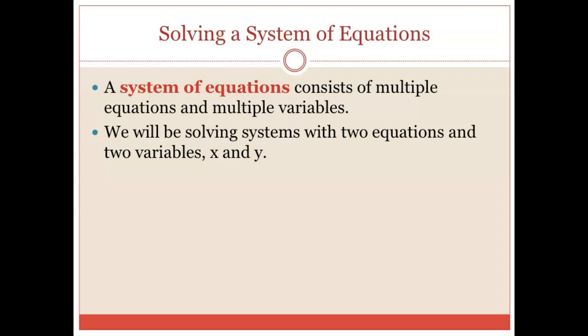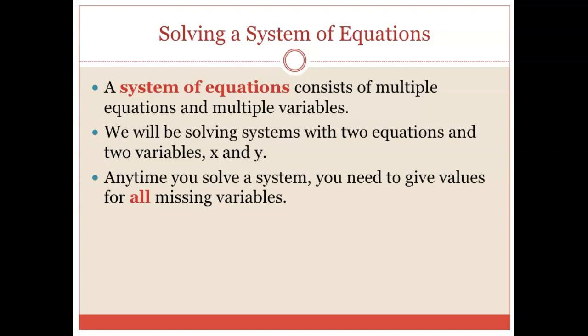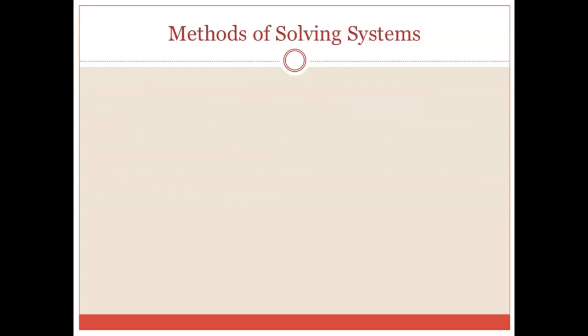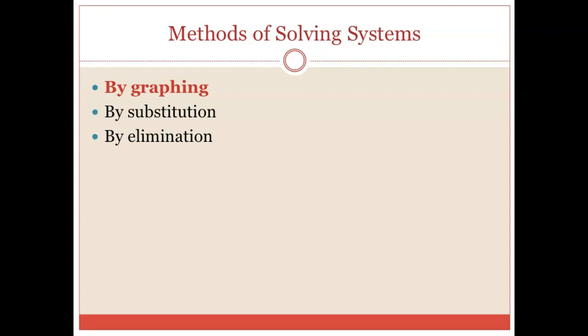Now, anytime you solve a system, you need to give values for all missing variables. So it's not good enough to just say x equals this and be done with the problem. You have to solve for all the missing variables. So if there are two variables, then solve for both x and y. There are a couple methods of solving systems of equations. The first is by graphing, which is the method we'll focus on today. And there's also substitution and elimination, which we will get to in future lessons.